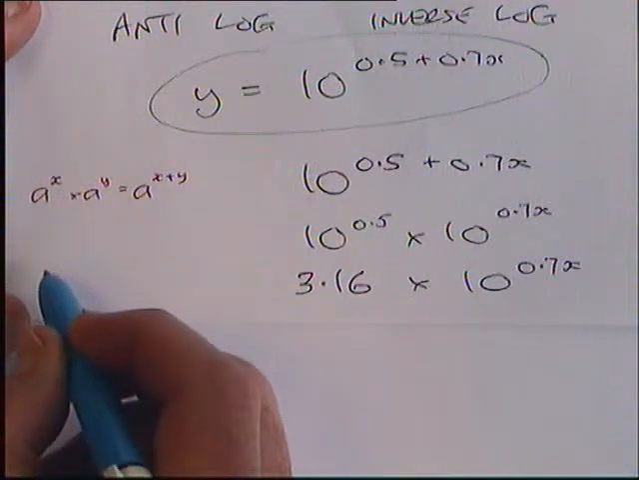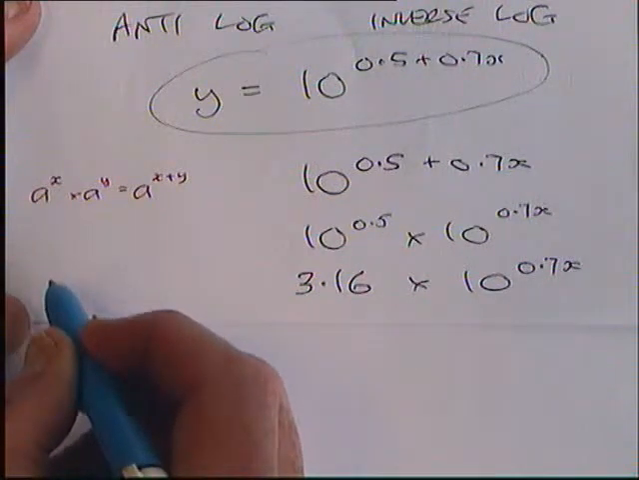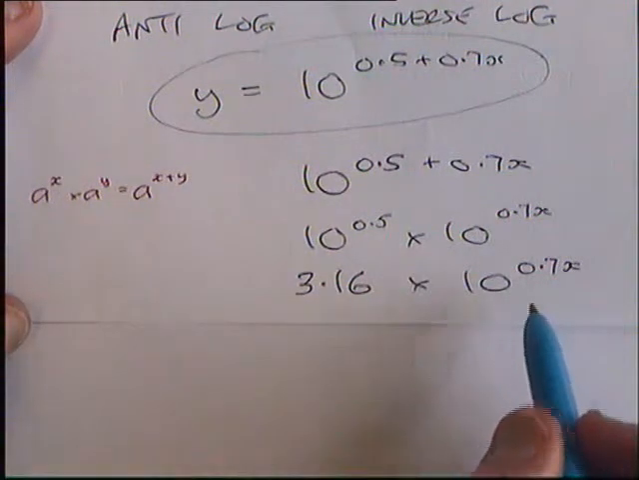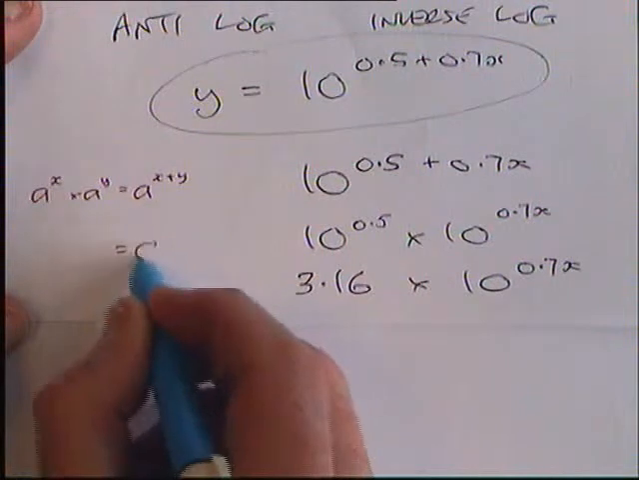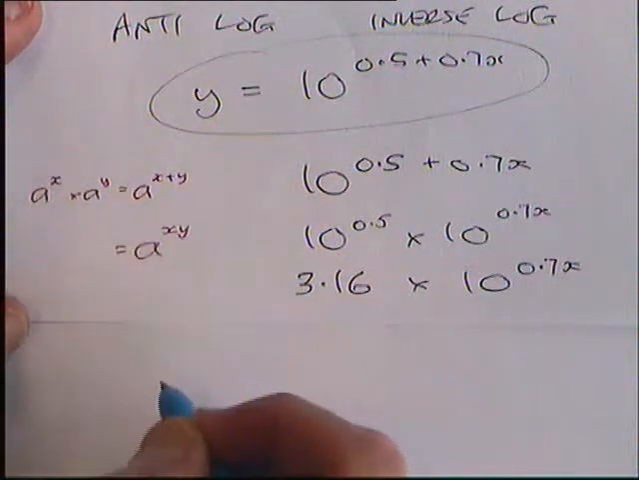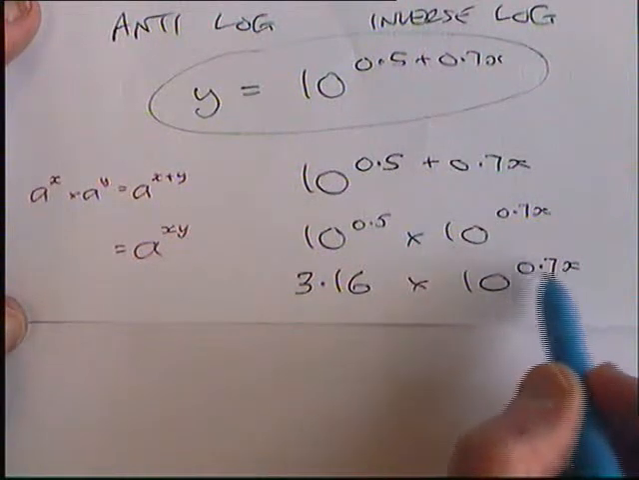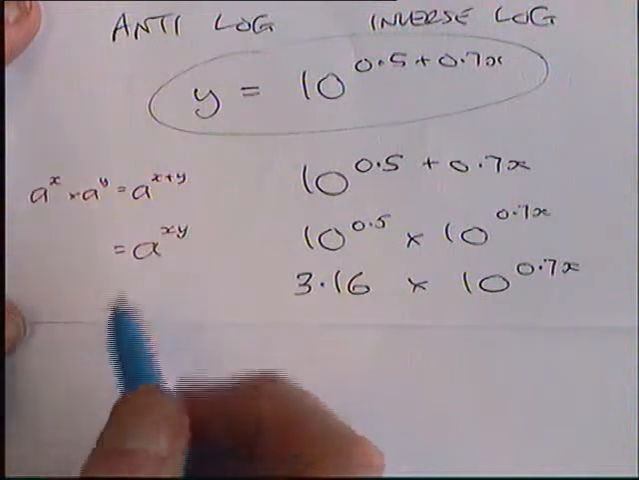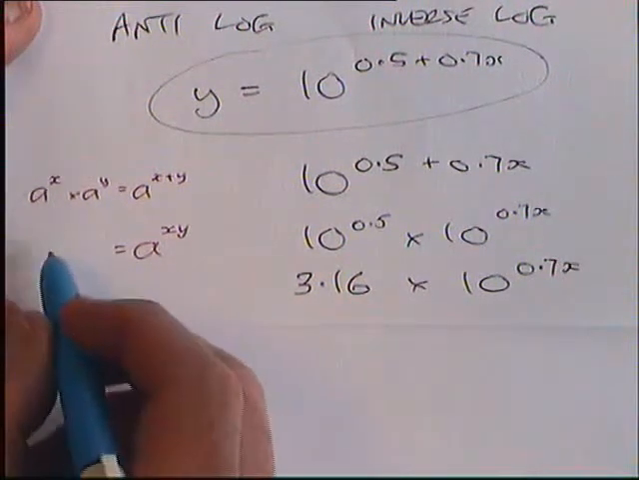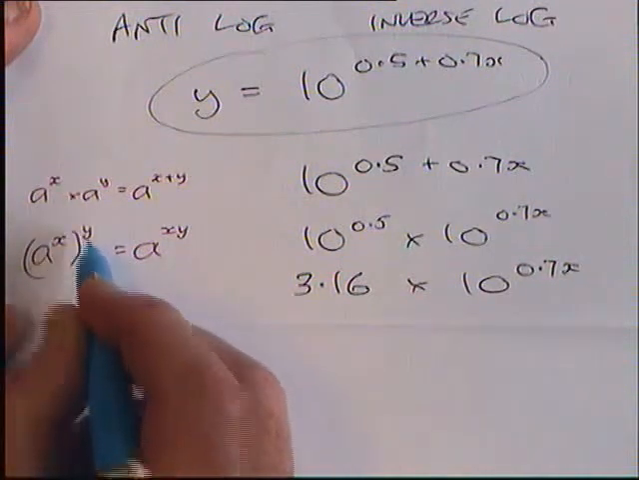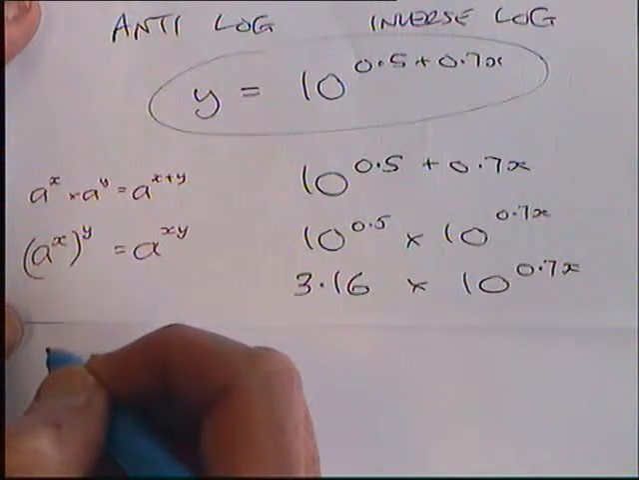I'm looking for something which ends with a to the power of x, y, because that's what I got here, two things times together. What would the law of indices have been that gave you that? A to the power of x in brackets and then to the y. Yes, okay, that's right. That's what you did at GCSE.